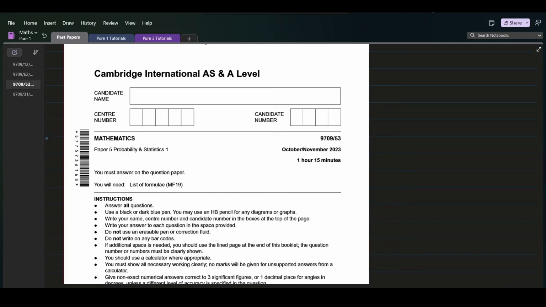In this video, we'll solve the October-November 2023 question paper 53 for the CIE A Level Maths 9709 exam board. This is Probability and Statistics 1.